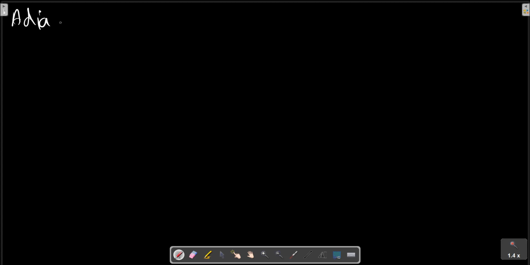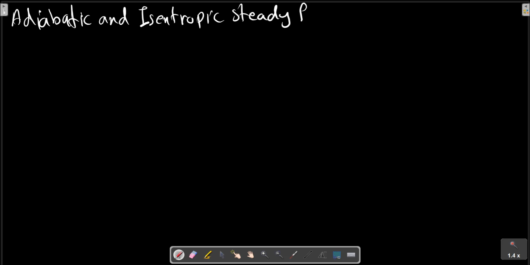Adiabatic and isentropic steady flow. As mentioned in the previous section, the isentropic approximation greatly simplifies a compressible flow calculation. So does the assumption of adiabatic flow, even if non-isentropic.